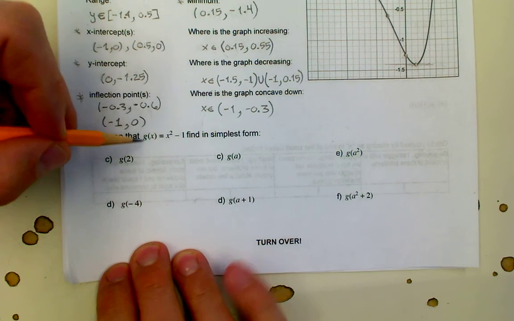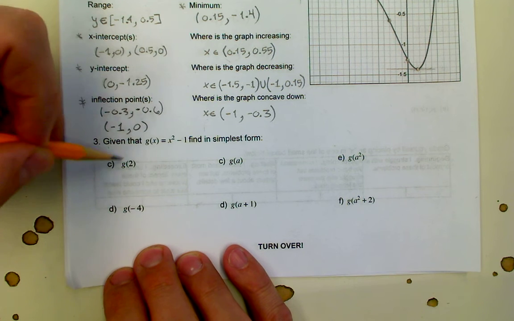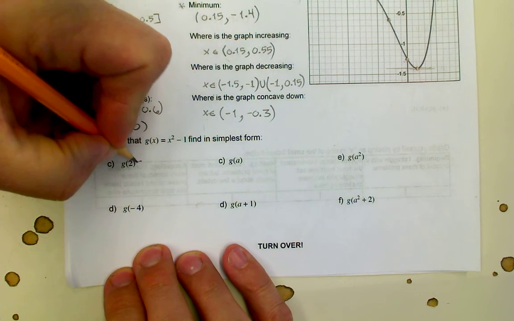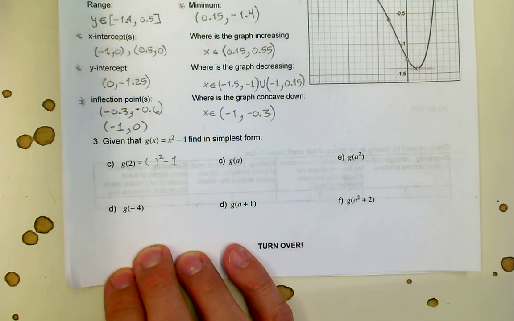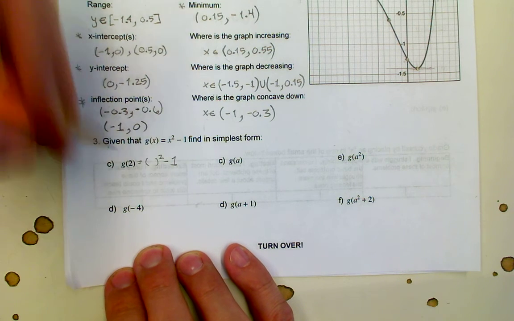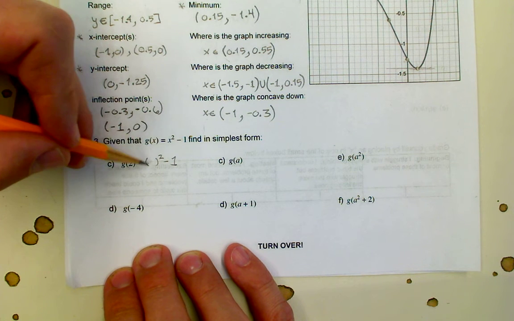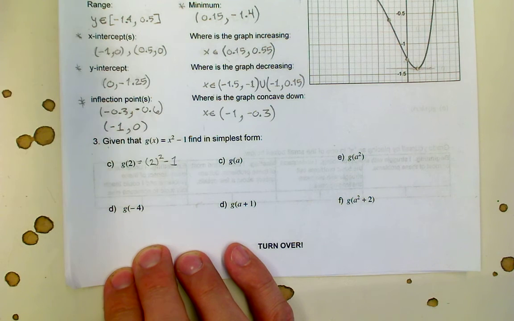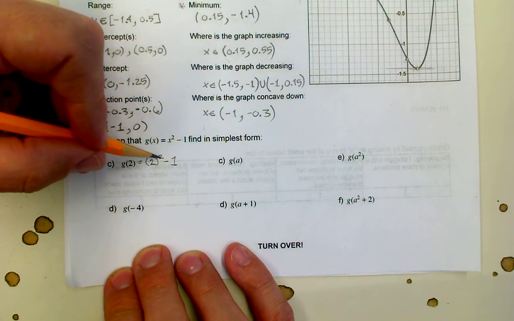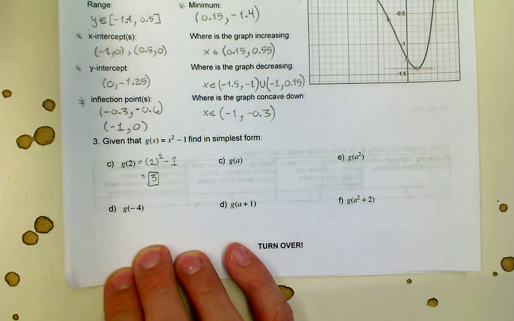If I'm told this rule, g of x equals x squared minus 1, and then I'm asked for g of 2, all I'm going to do is really this. I leave a little blank space in my expression where the x was, and whatever's in here, I'm just going to put here, like that. So this is 2 squared minus 1, which of course is just 3.